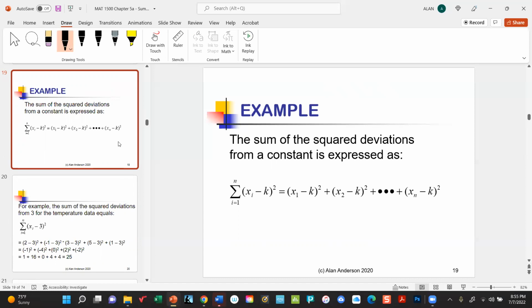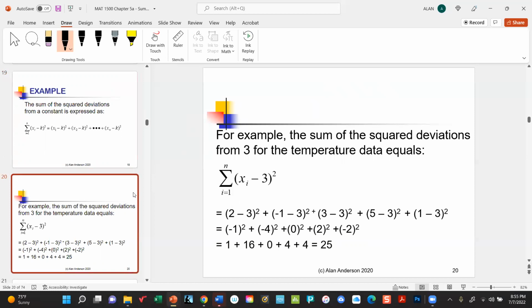All right. So let's see how that would work with the temperature data. What if I, for some reason, need to subtract 3 from each temperature and then square the results before I add them up? Okay, well, you'll go through the list of, remember the elements were 2. This was x1, x2, x3.